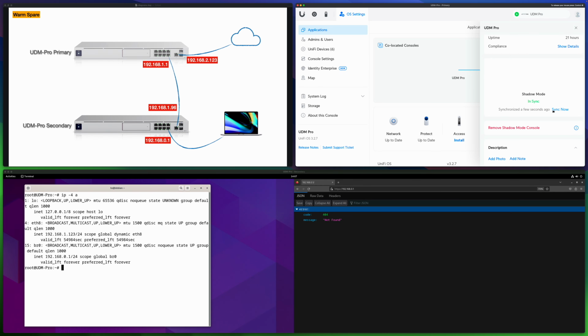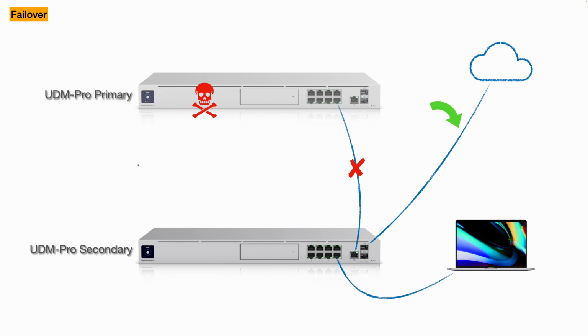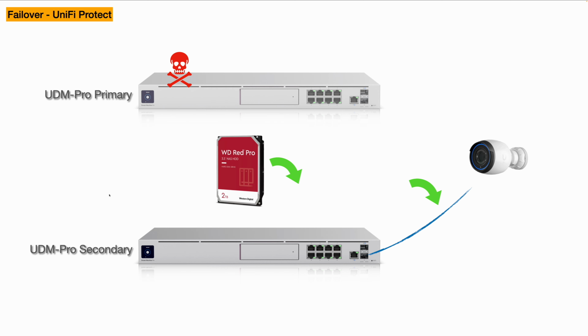Okay, let me move on to the most important part of this video, failover. If some disaster happened to your primary gateway, your secondary gateway should take it over and your network should still be operational. This process is called failover. Let's see how it works in Ubiquiti's implementation. Another thing I really want to test out is UniFi Protect.